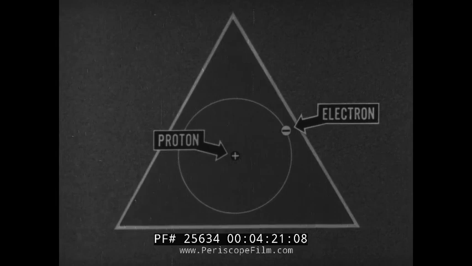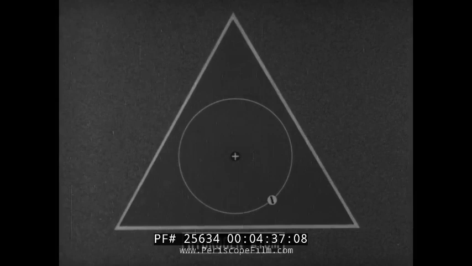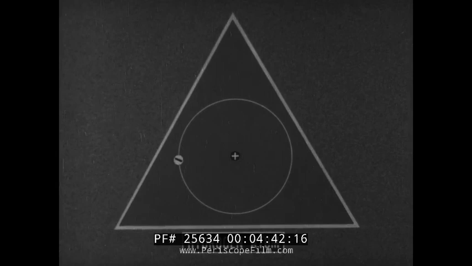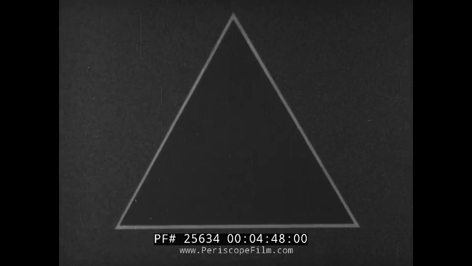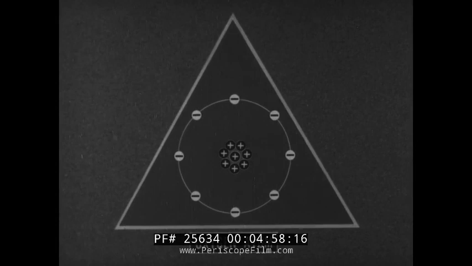Normally, an atom is electrically balanced. The number of protons in the nucleus of the atom equals the number of electrons circling around the nucleus. This is the simplest atom known, hydrogen, containing just one proton and one electron. Other elements are more complex in structure. The oxygen atom, for example, contains 8 protons, and orbiting around them are 8 electrons. Again, notice that the oxygen atom is electrically balanced.